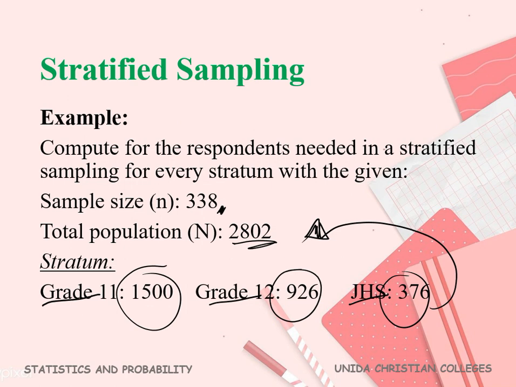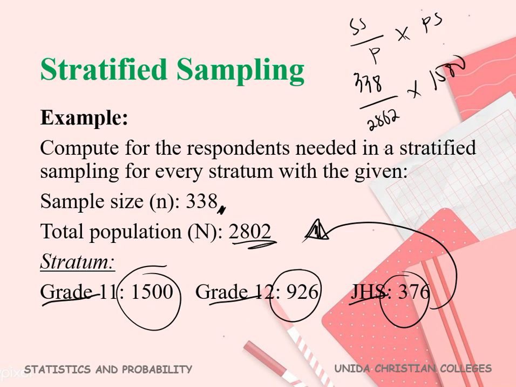So, to get that, you will use our formula, which is the sample size divided by the entire population, times the population of every subgroup. So, let's start with grade 11. 338 is your sample size divided by 2,802. And then the result, you will multiply it by the population of grade 11, which is 1,500.